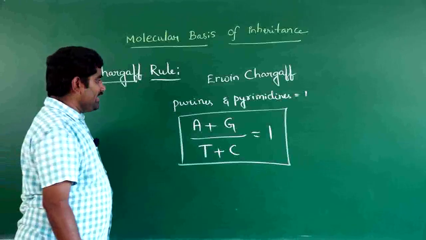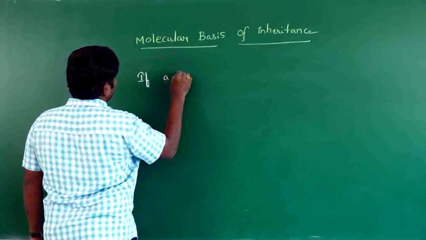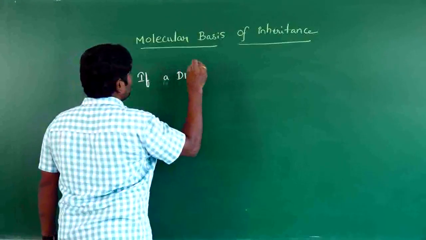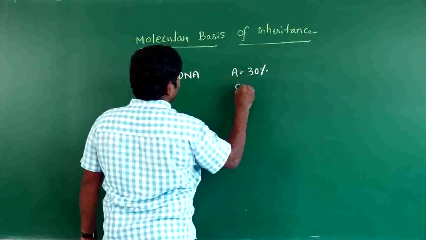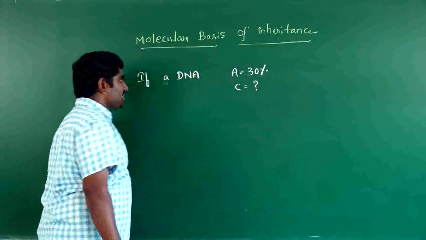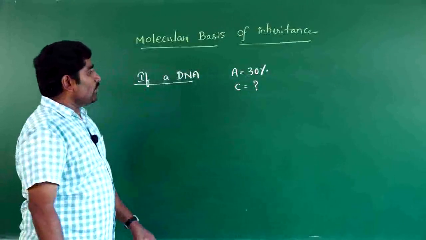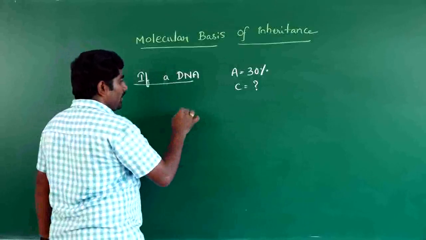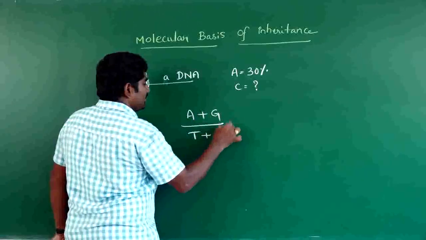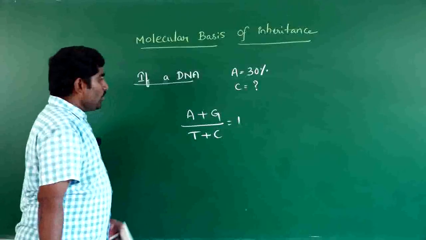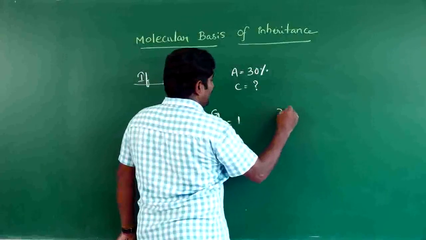Let us explain it very clearly. For example, here is one question. If a DNA contains 30% adenine, then what is the percentage of cytosine? Now let us take the Chargaff rule, A plus G over T plus C equals 1, and substitute 30 for A.